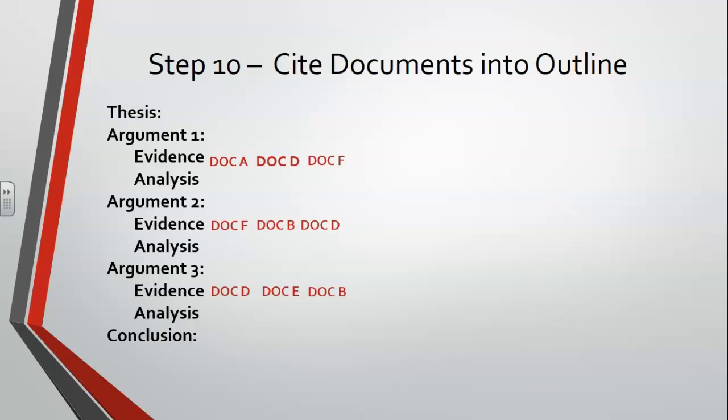So we're going to know that when we're talking about argument 1, we need to cite document A, D, and F. When we're talking about argument 2, we need to cite document F, B, and D.